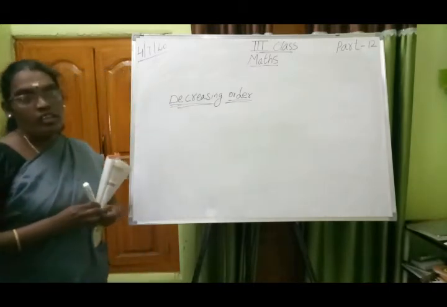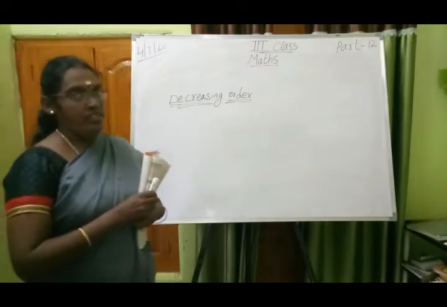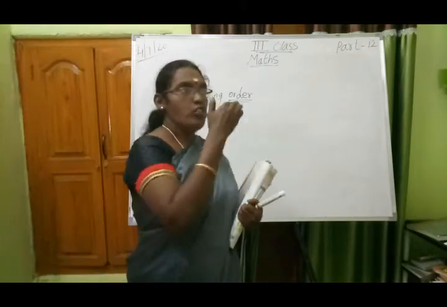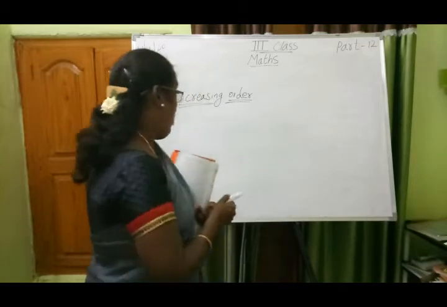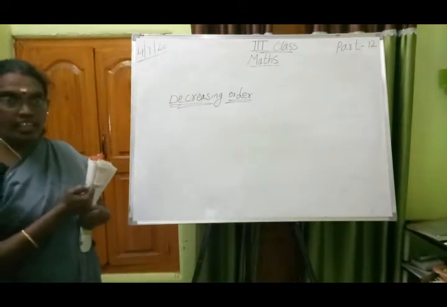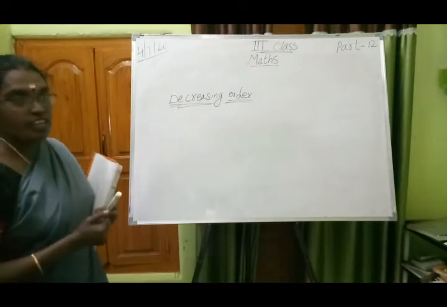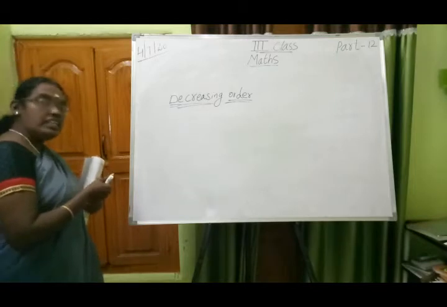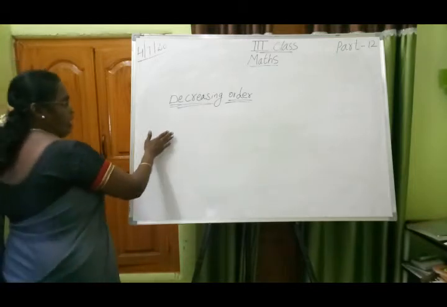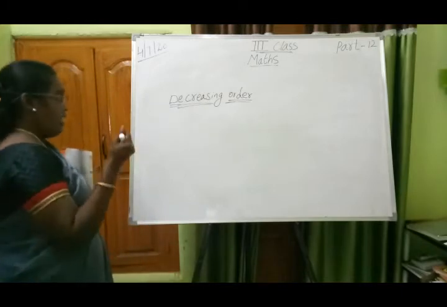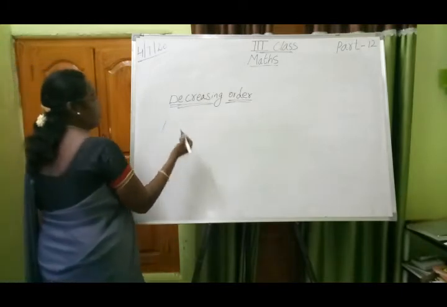Increasing means, as I told, small number to big number. Increasing order or ascending order is when numbers come from small number to big number. Now we are going to see the decreasing order. Do you have any idea? Yes, very good, children. Big number to small number is a descending order. Now we see an example here.